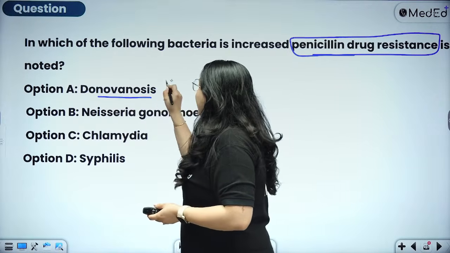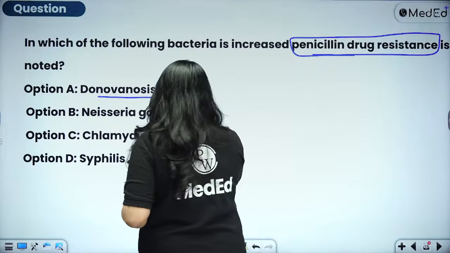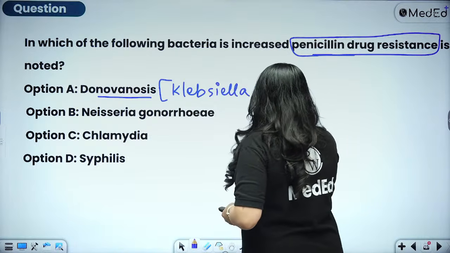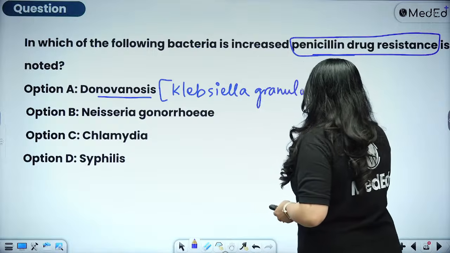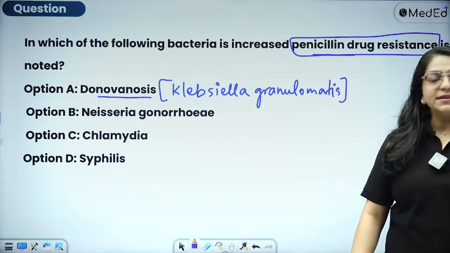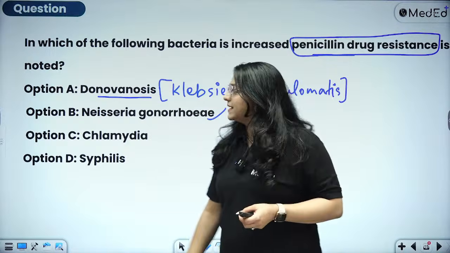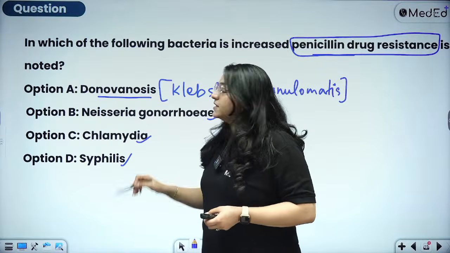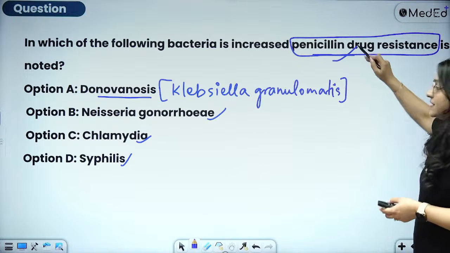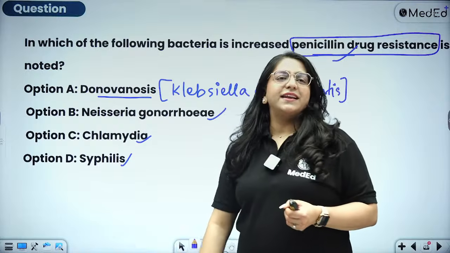Donovanosis. Who can tell me who causes donovanosis? It is caused by Klebsiella granulomatis. This is also a sexually transmitted disease. Yes, it is one of the genital ulcers. Neisseria gonorrhoeae, which causes gonorrhea, again sexually transmitted. Chlamydia, syphilis. So they want to ask you about penicillin drug resistance in sexually transmitted diseases. Now, which out of these is the correct answer, do you think?